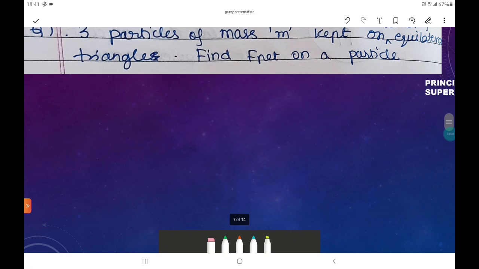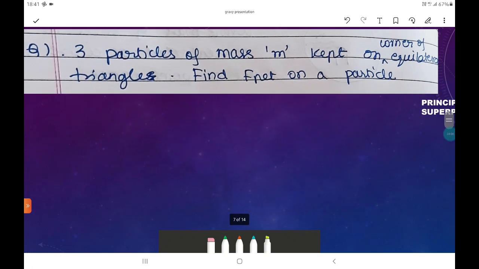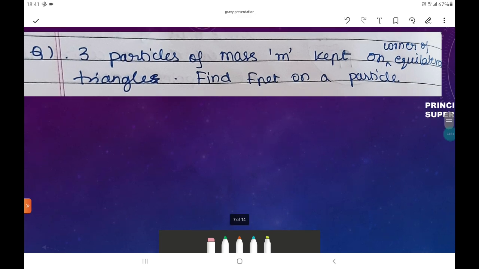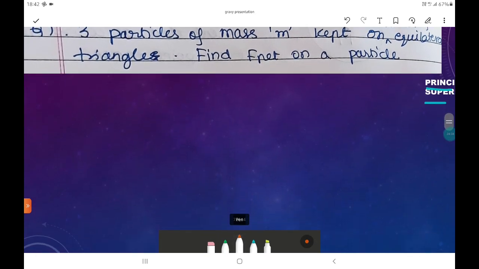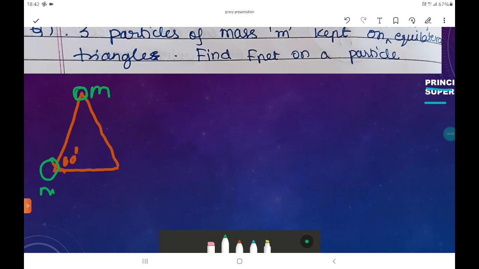Now next question. Three particles of mass m are kept on the corners of an equilateral triangle. Find F net on a particle. So this is a principle of superposition question. Questions like these are to be solved with the help of the principle of superposition. So you need to consider one equilateral triangle, and what is the angle? 60 degrees, no? Equilateral triangle, that's why. So here is your mass m, here is your mass m, and here is your mass m, and let us consider distances a.